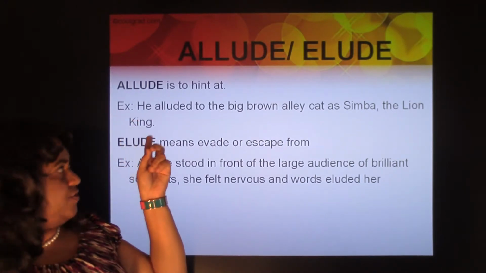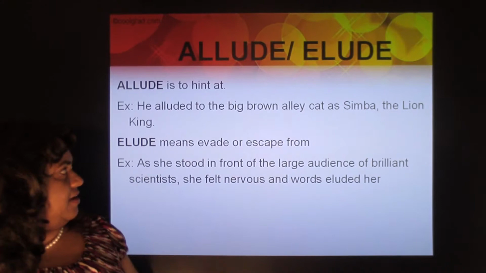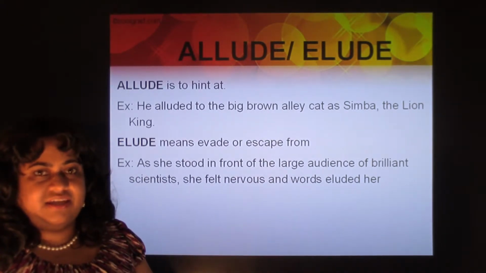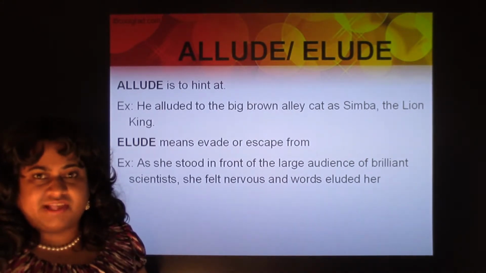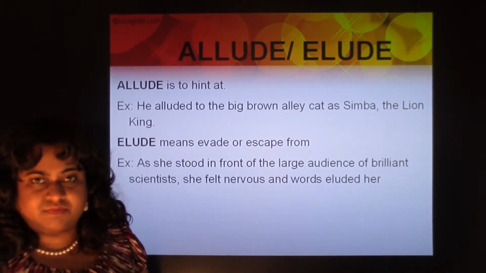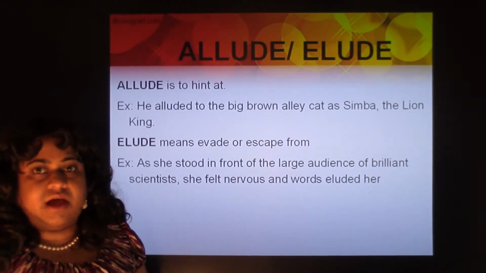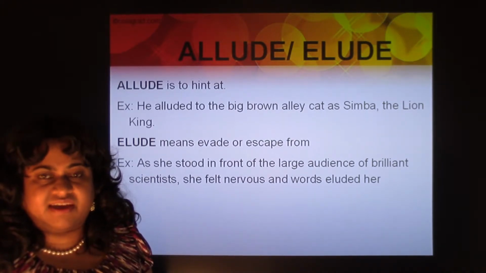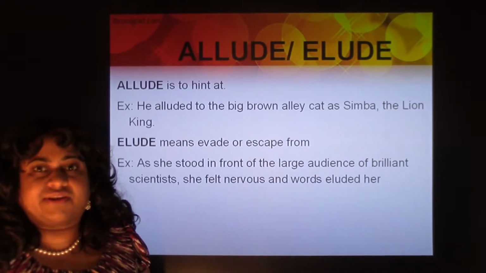Here's an example of how you use allude. He alluded to the big brown alley cat as Simba the Lion King. So there's this big brown cat. He alluded to it as Simba the Lion King because it looks like a lion. So that's an allusion. So you can allude to our former Prime Minister of India, Manmohan Singh, as a great economist. That's also an allusion.